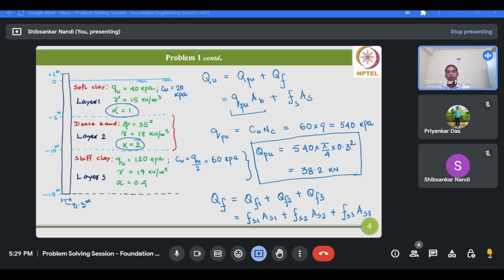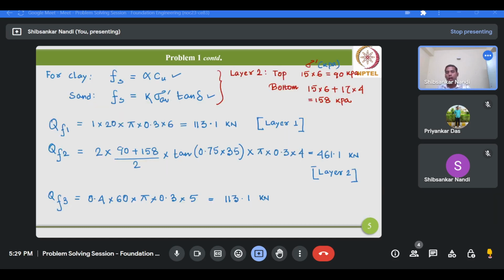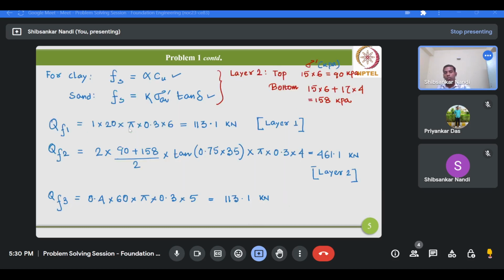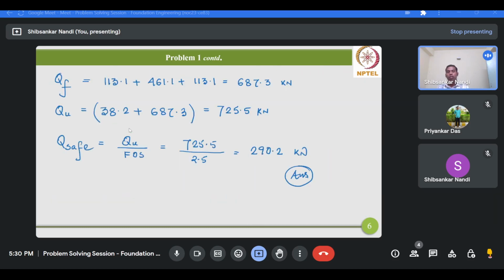However, this QA will be contributed by all these three layers, that is layer 1, layer 2 and layer 3. So for layer 1 and layer 3, you have to use this equation alpha times U for the unit skin friction resistance, whereas for layer 2 you have to use this equation for unit skin friction resistance, since layer 1 and layer 3 are clay and layer 2 is sand. Okay, so this way you can calculate the safe load carrying capacity of the given pile.